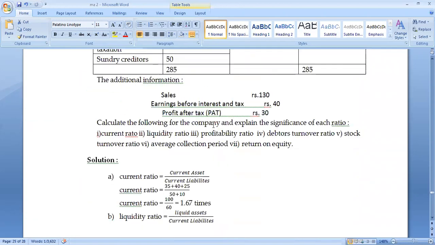Because they have given the profit after tax. Okay, 30 is given. So that 30 will be compared with the sales. Why only with the sales?